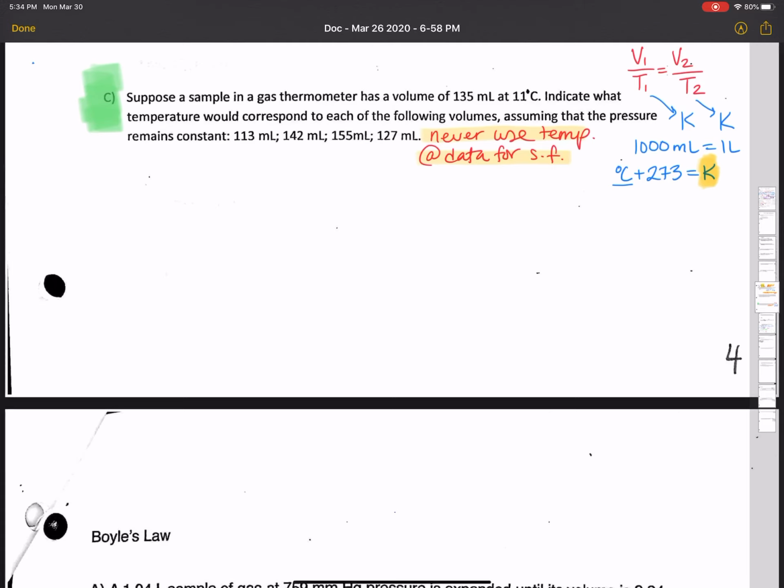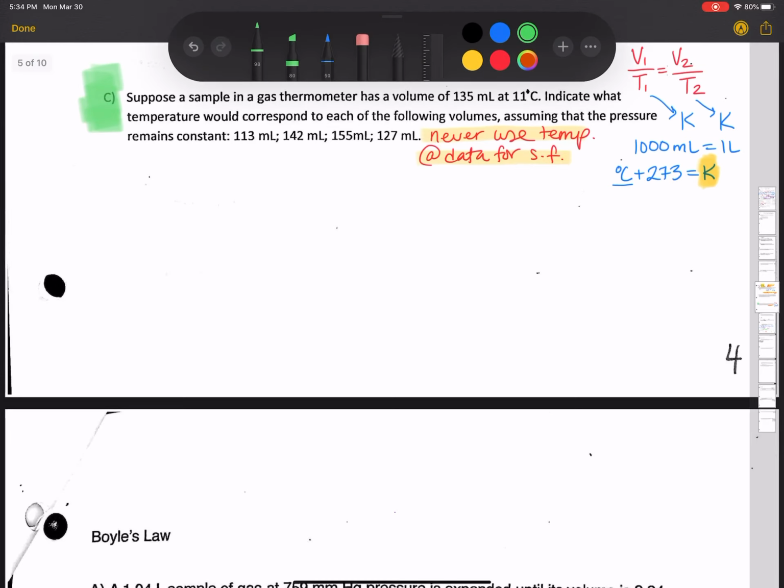Lastly, 2 minor conversions that you're going to need to use: there's always 1,000 milliliters in 1 liter, and you're going to take your degrees Celsius, which would be given to you in the problem, and add 273 to get your units of Kelvin.